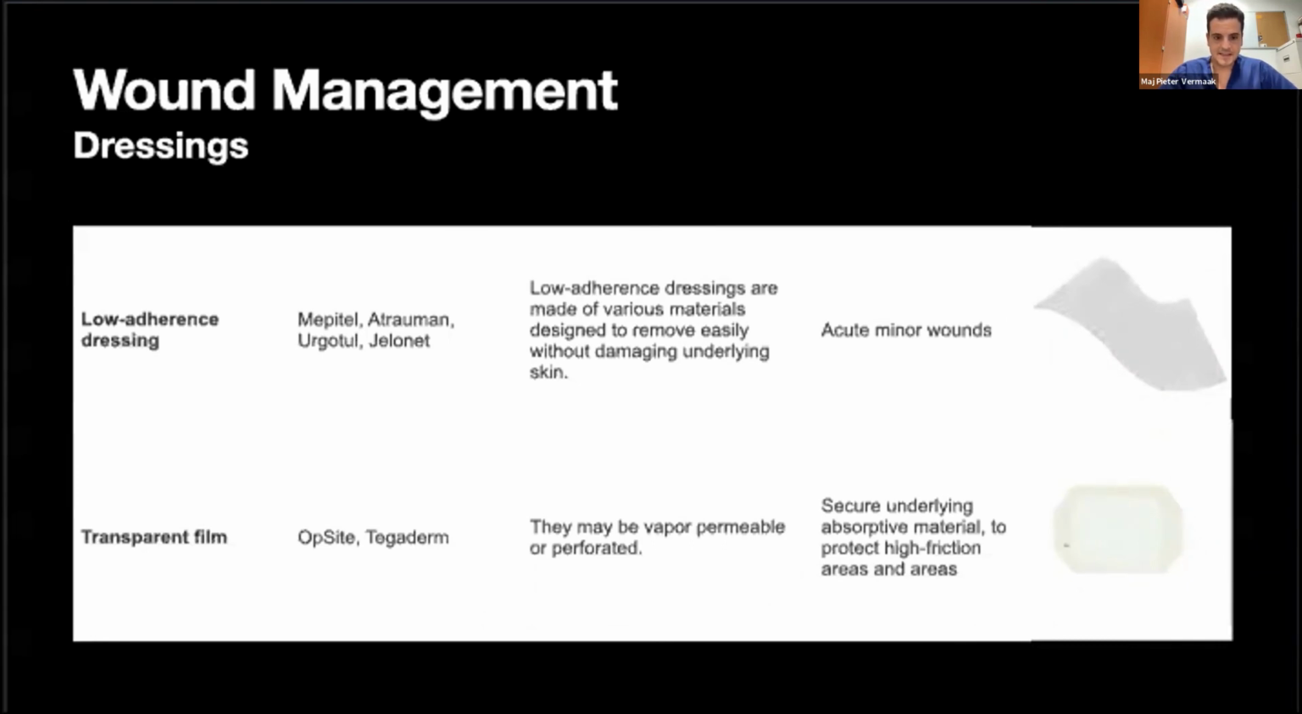So this list is by no means exhaustive, but covers most of the dressings that you'll need. And as I said, you'll have access to what you have access to, and you'll have to treat your wounds from what you've got there.